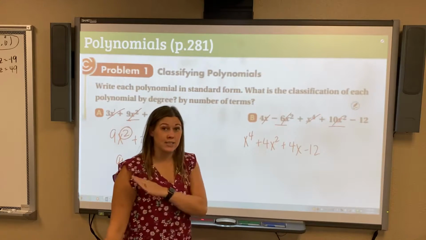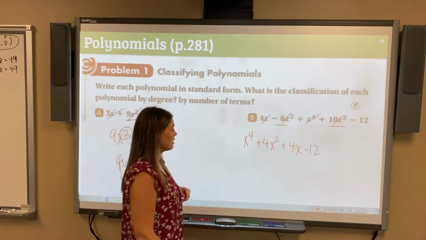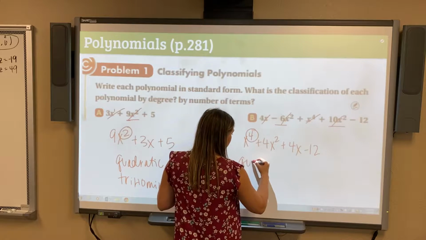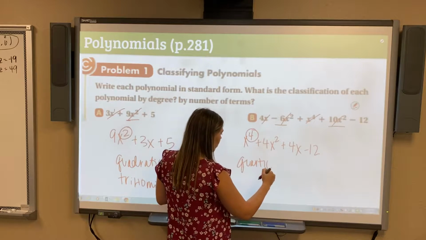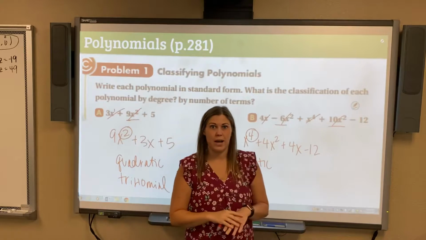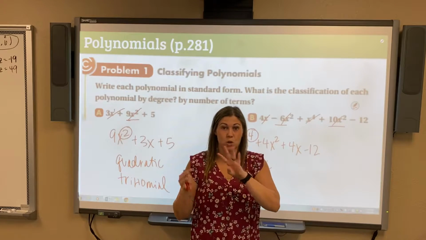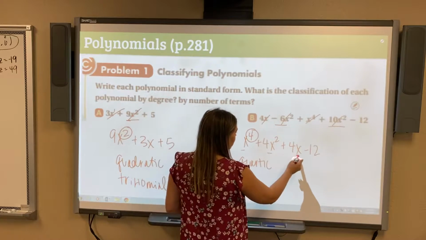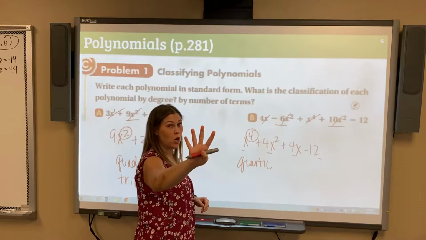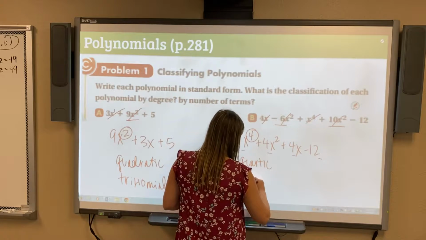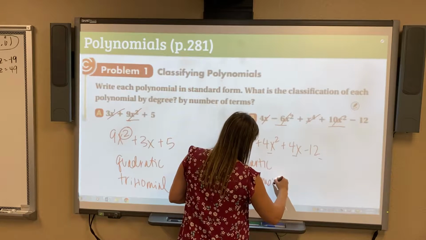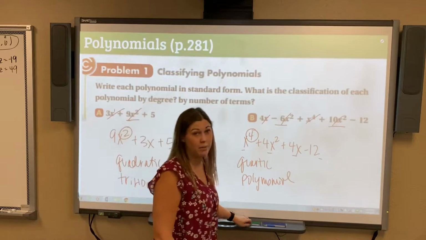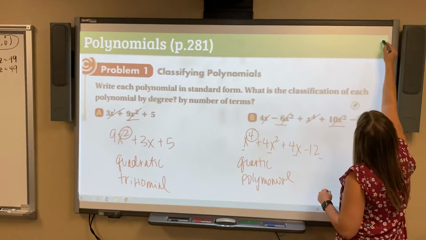Now it is in standard form, so we can look at our highest exponent. Our biggest degree is a 4, so that is a quartic. I always remember quartic by a quarter, like you have 4 quarters in a dollar. And then we have 1, 2, 3, 4 terms, so that is called a polynomial. That is how we classify by number of terms and the highest degree.